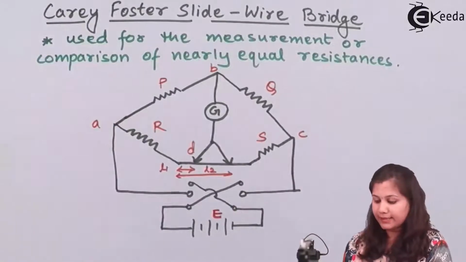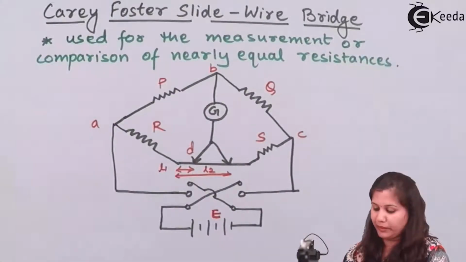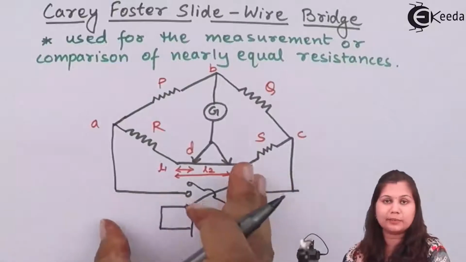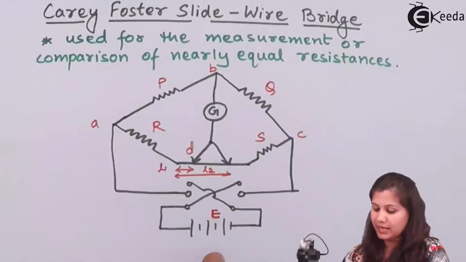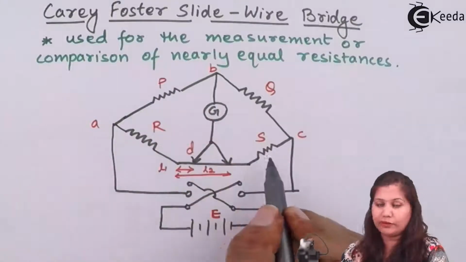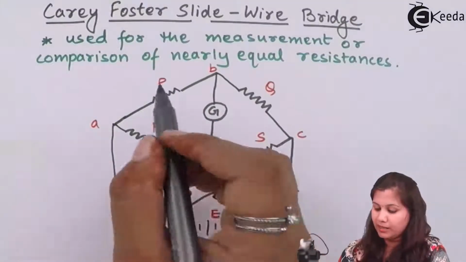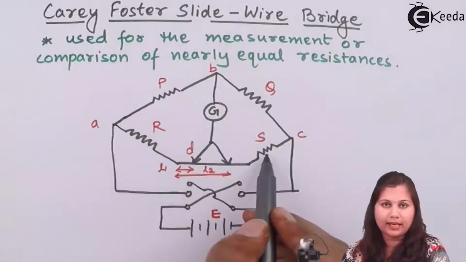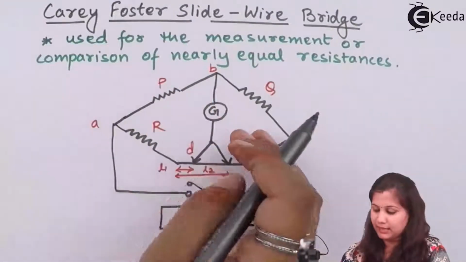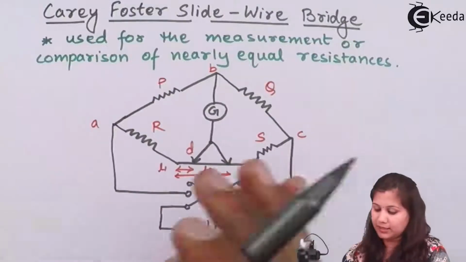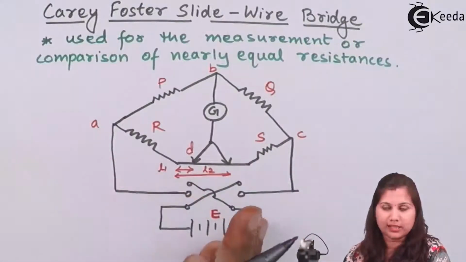So this is the circuit diagram for the Carey-Foster slide wire bridge. You can see that this is similar to the Wheatstone bridge, in which we have the 4 arms, and in the 4 arms we have the 4 resistances P, Q, R and S. P, Q, S are the known resistances. S is the standard resistance and R is the unknown resistance.